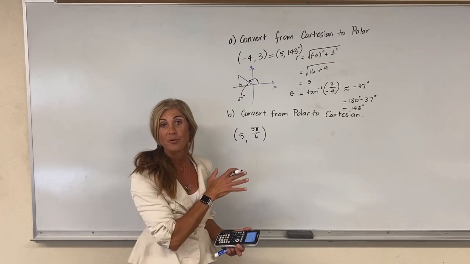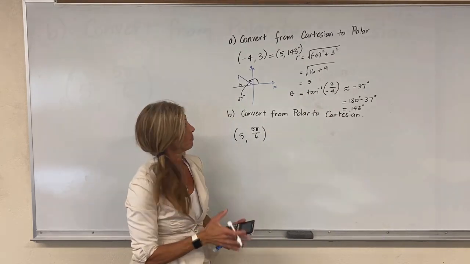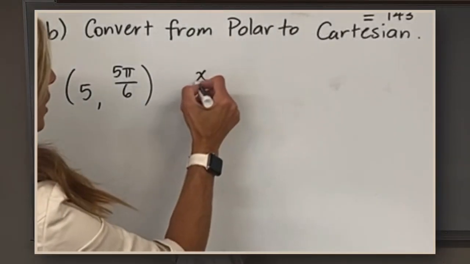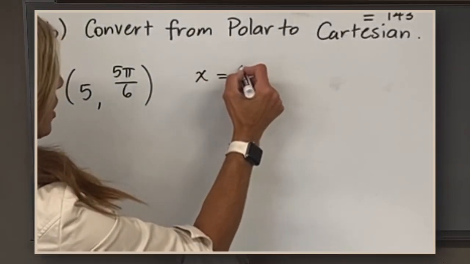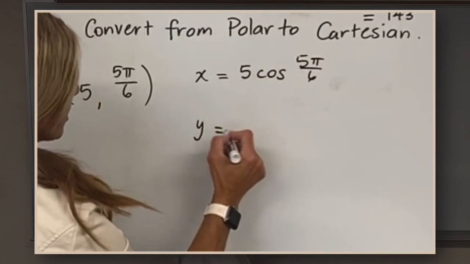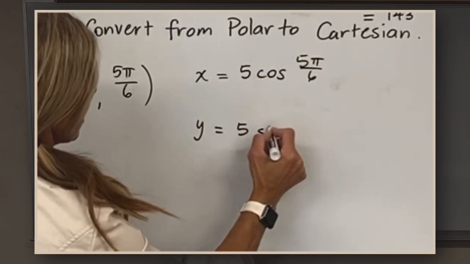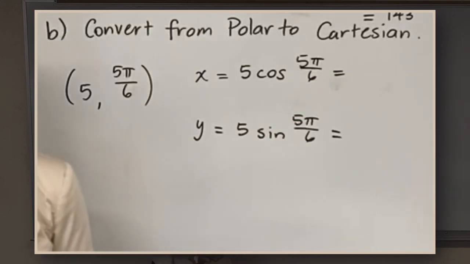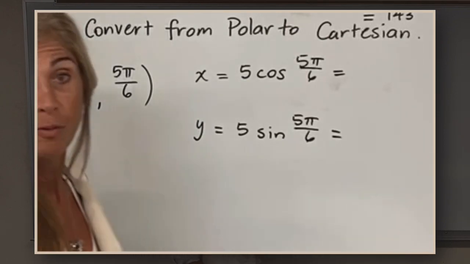Now let's look at converting from polar to Cartesian. Polar to Cartesian, we know that x is equivalent to r cosine of the angle and y is equal to r sine of the angle. 5 pi on 6 happens to be one of the angles that we should know the exact value of. Again, let's do a quick visual.